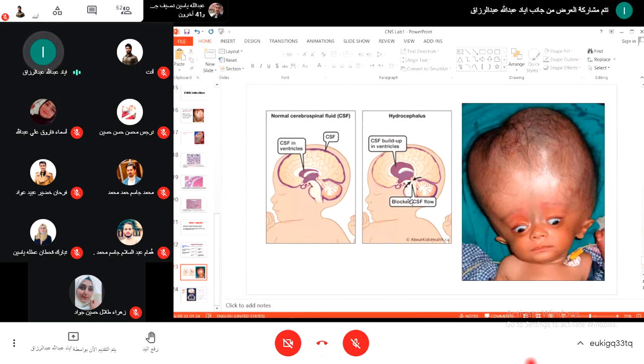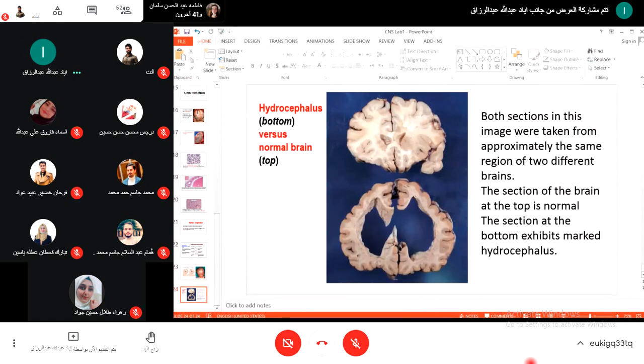There is a blockade of CSF flow. Blockade of CSF flow, failure of resorption, accumulation of the CSF and dilatation of ventricle, expansion of the head. This is hydrocephalus. هذا section.